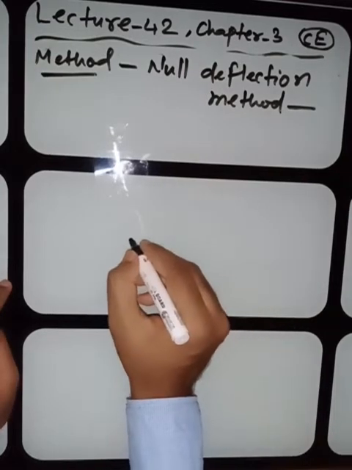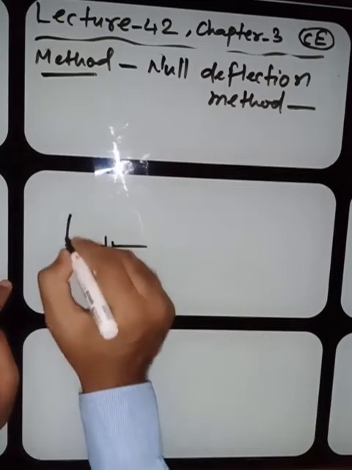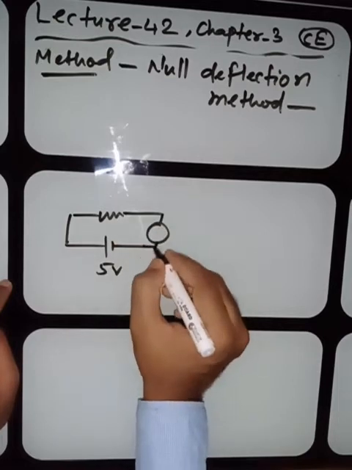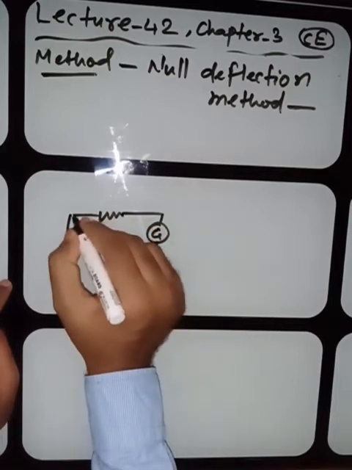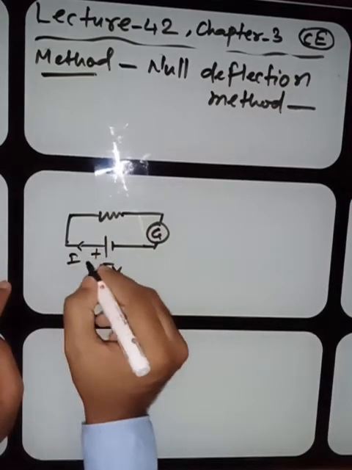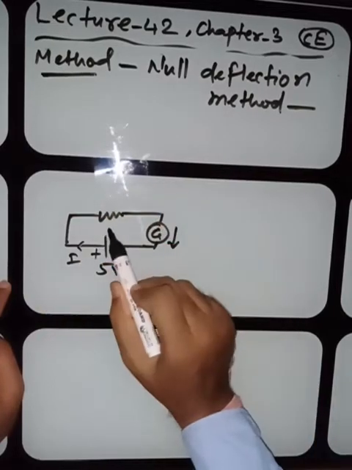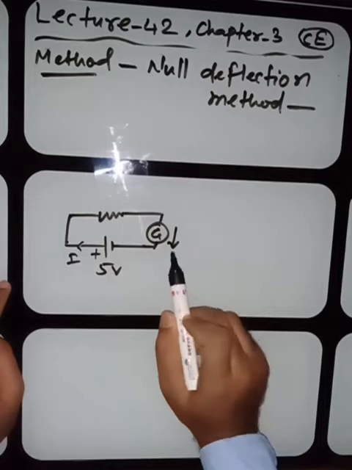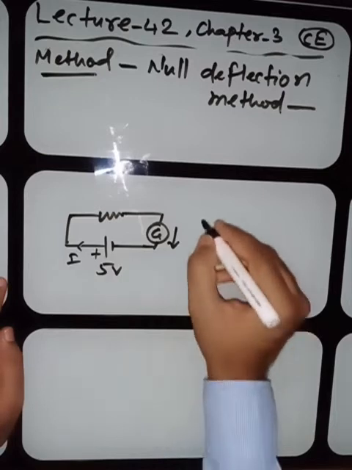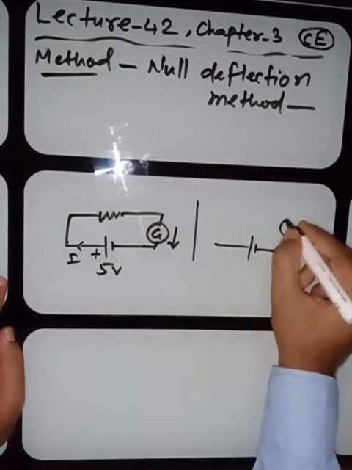Suppose this is a battery. Here I'm using 5 volt, and a resistance, and you apply a galvanometer over here. What will happen? Will this galvanometer give a deflection? The answer is yes. The current will flow in this direction and the galvanometer will deflect in this way. Current is moving in this direction, so the galvanometer will give the deflection.